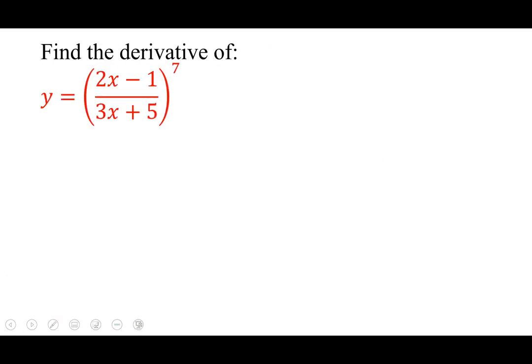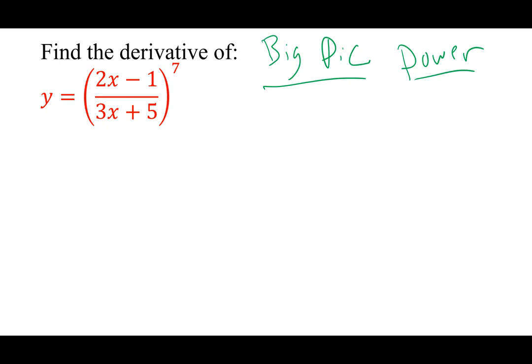Here in example 3, we're being asked to find the derivative of the following. So it's the quantity 2x minus 1 over 3x plus 5 to the 7th. There are a couple of different ways that you could do this, but I'm going to show you what is the most efficient in my opinion. So again, starting with the big picture of this problem is the fact that you're using the power rule. You essentially have something raised to the 7th power. So the first thing you're going to do is use the power rule, and then you're going to proceed from there.